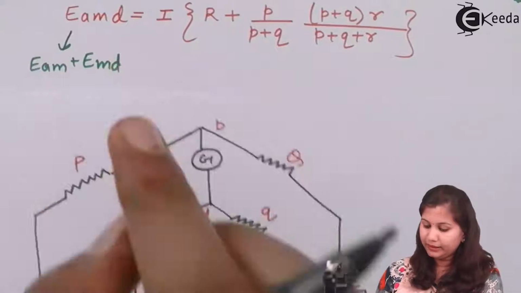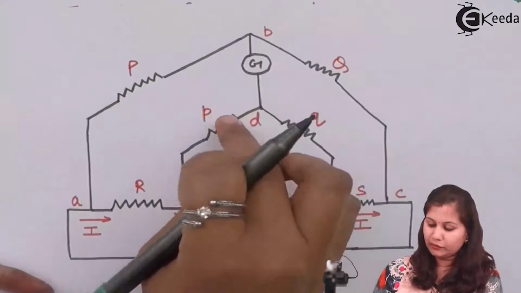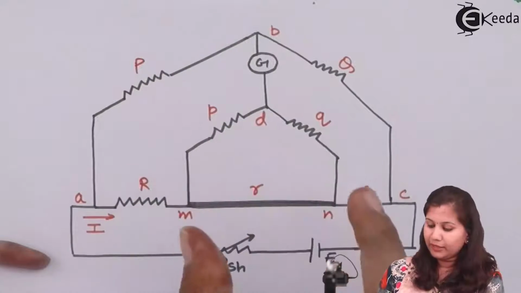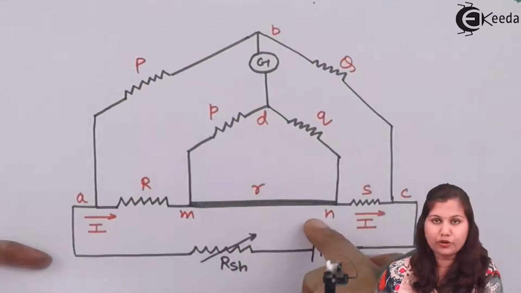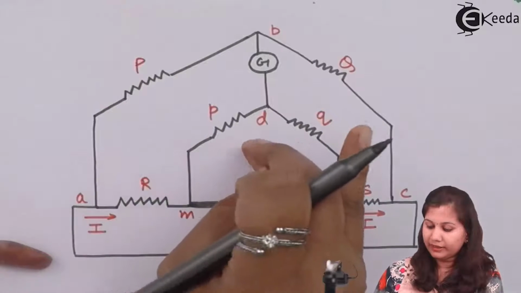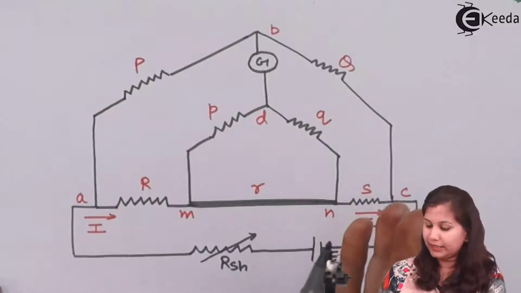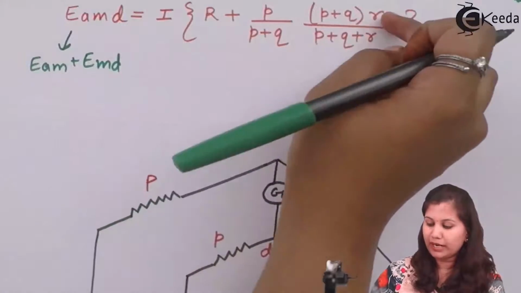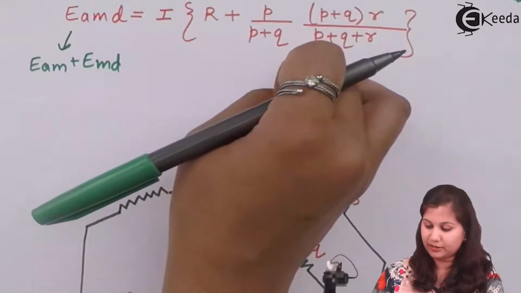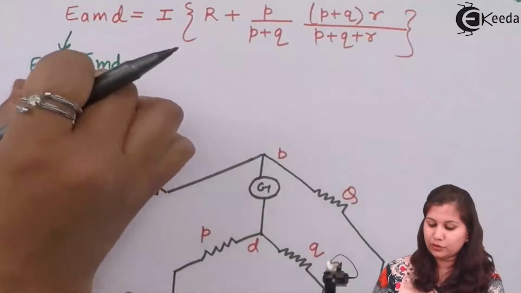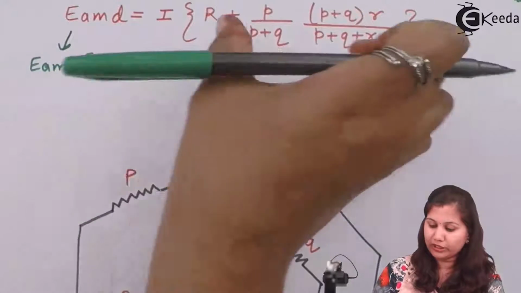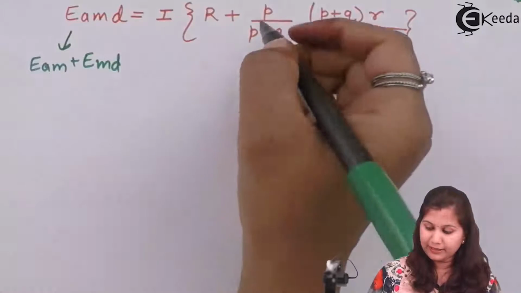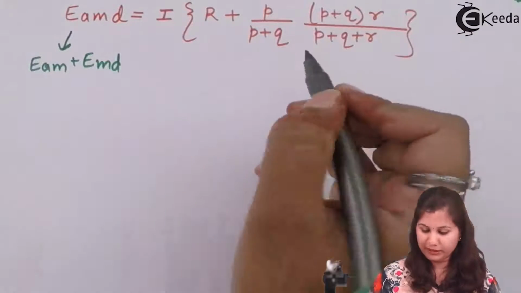Then EMD will be what? The voltage drop across this P resistance. We know the total voltage drop, that means the current into the equivalent resistance we are writing. So the equivalent resistance is what? P upon P plus Q, and this is the equivalent resistance. So we have written these two, we have combined these two voltages, and this is the EAMD. Now let's simplify this. P plus Q, they will be cancelled out.